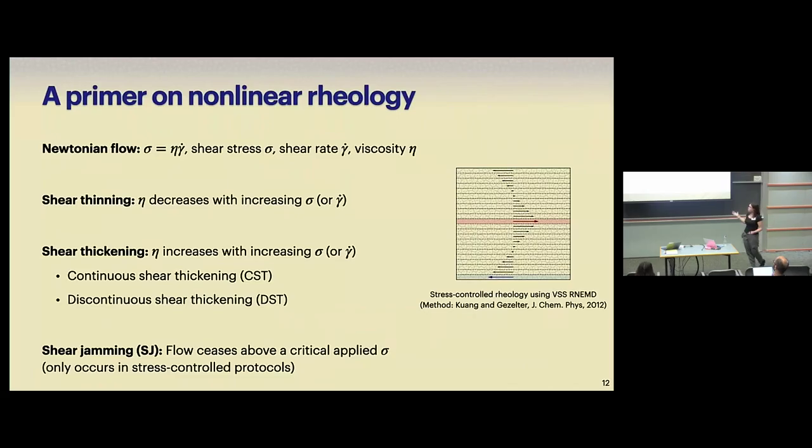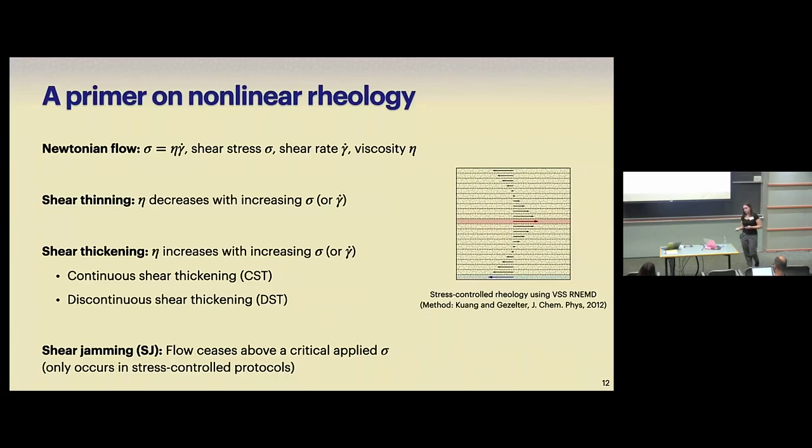Just briefly, as I've already mentioned, we're doing a stress-controlled rheology protocol. We're putting the system under stress and measuring the flow. If, as you change the stress, the stress is proportional to the strain rate, that proportionality constant is the viscosity. But if when you change your applied stress, the measured viscosity changes, then you're in a nonlinear rheology regime, and this can change in a few different ways.